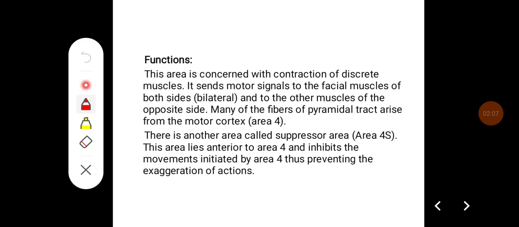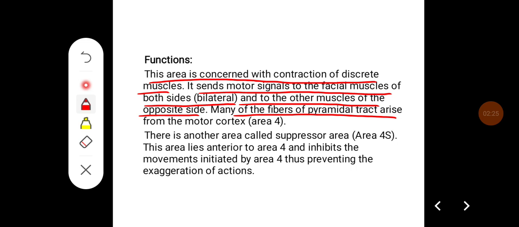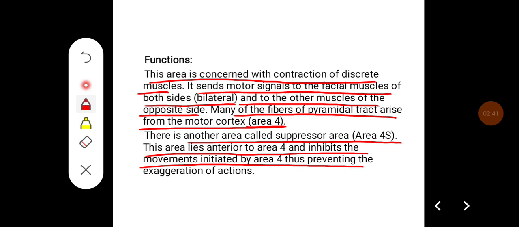Function of this area: it is concerned with contraction of discrete muscles. It sends motor signals to the facial muscles of both the sides, that is, it has a bilateral innervation, and to the other muscles of the opposite side. Many of the fibers of the pyramidal tract arise from the motor cortex, that is area 4. There is another area called the suppressor area, also denoted as 4S, which lies anterior to area 4 and inhibits the movement initiated by area 4, thus preventing exaggeration of the action.